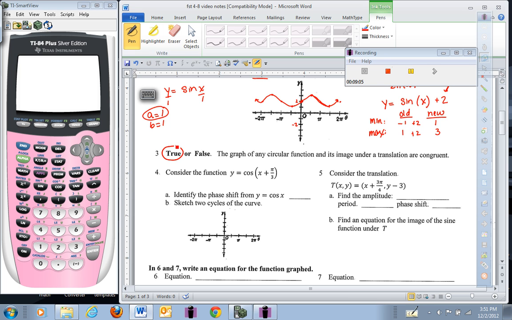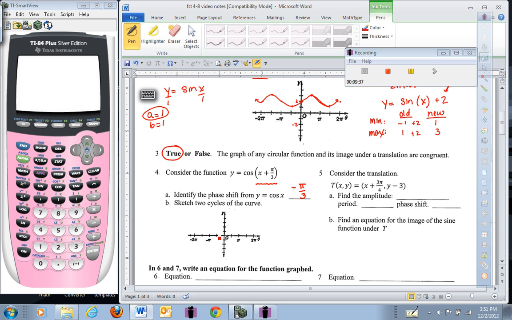Okay, number 4, it says, consider the function y equals the cosine of x plus pi/3. Identify the phase shift. So once again, this is inside the grouping symbol, so think about that for a minute. Instead of moving it 1/3 of a pi to the right, it's actually going to move it 1/3 of a pi to the left. So the phase shift is minus pi/3. Remember, it's the opposite from in the grouping symbol to the equation.